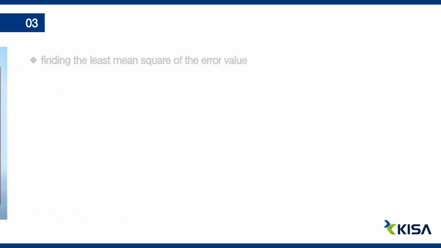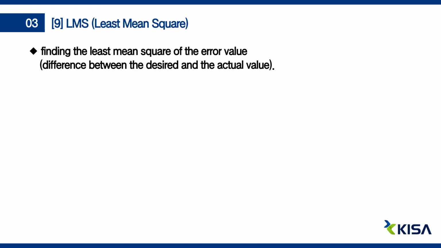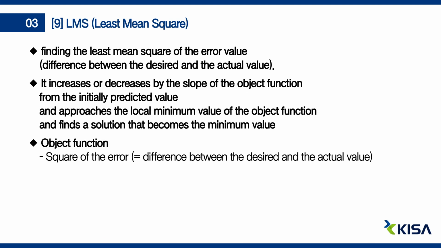The least mean square method is finding the least mean square of the error value, the difference between the desired and the actual value. Using the square of the error, the difference between the predicted value and the actual value, as the objective function, it increases or decreases by the slope of the objective function from the initially predicted value and approaches the local minimum value of the objective function and finds a solution that becomes a minimum value.